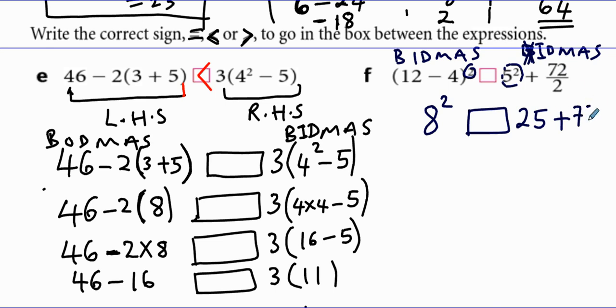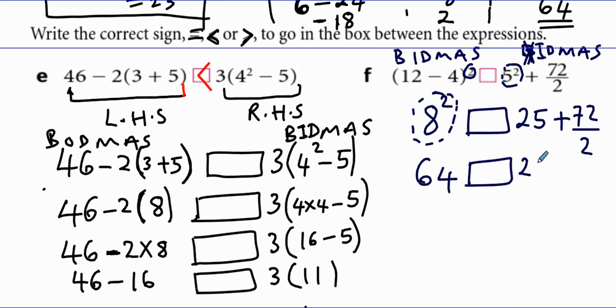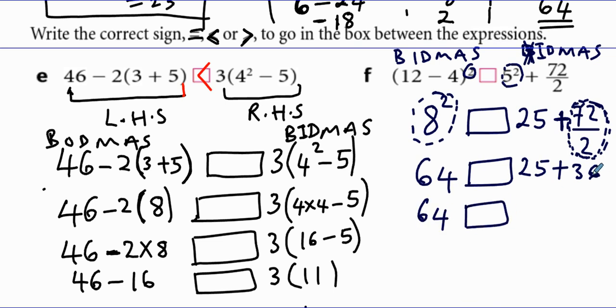Then you write 72 over 2. On the left-hand side, we have a power, 8 to the power of 2, which is 8 times 8, that is 64. On the right-hand side, we have 25. Now, can you notice that we have division? So before adding, you have to divide. And what is 72 divided by 2? The answer is 36. Now here will be 64, put a box, 25 plus 36, this will be 61.